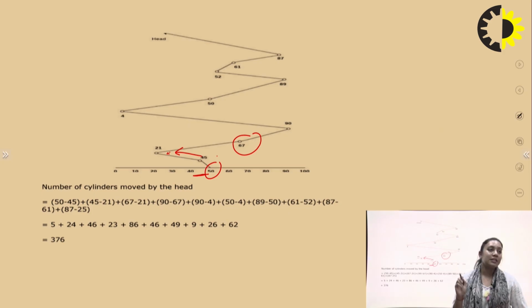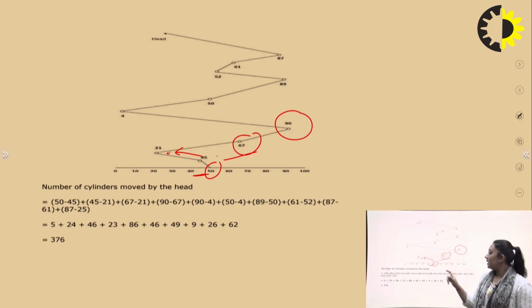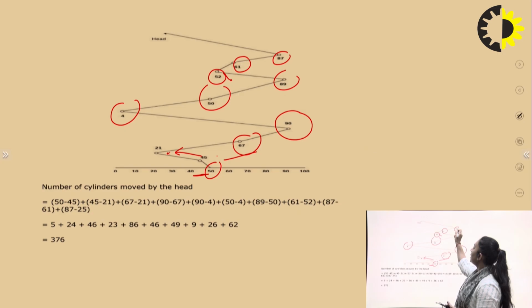67. So in this first come first service, we need to find the nearest element, right? We need to start as mentioned in the question, from the left side, and after that we search for the closest element. Next, 67, so the closest element is 90. Next, the closest element is 4. Next is 50, 89. Next, 52, 61 and 87, right?